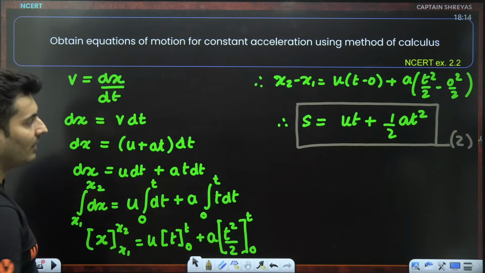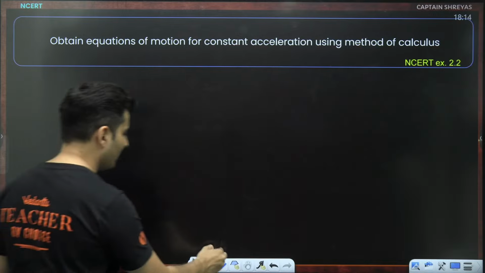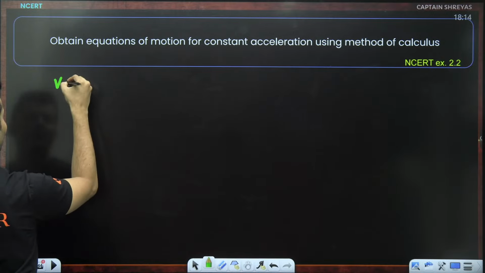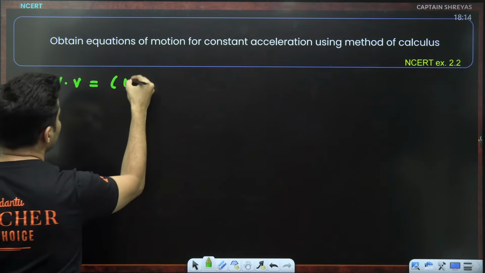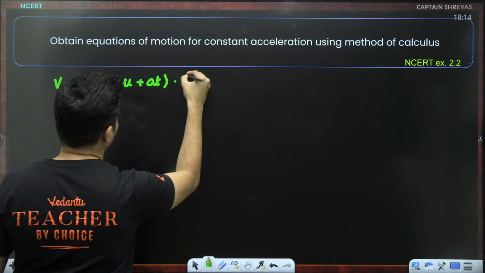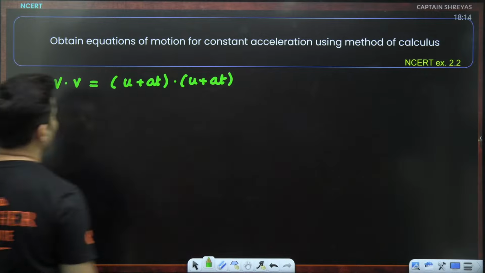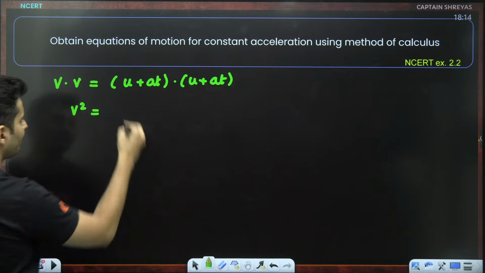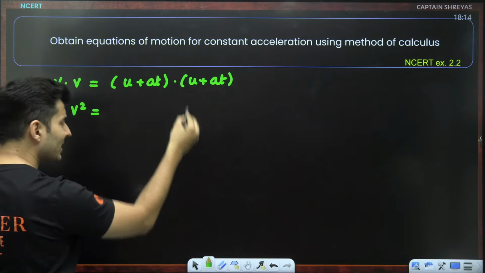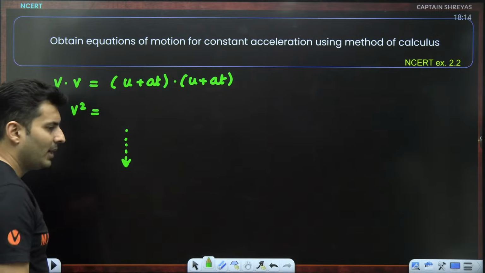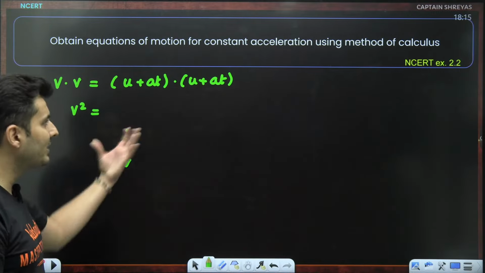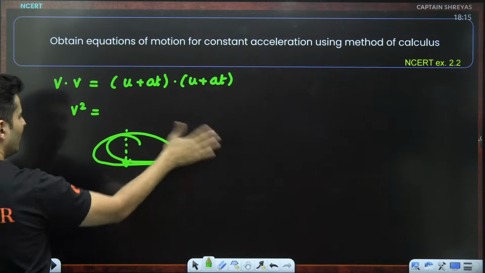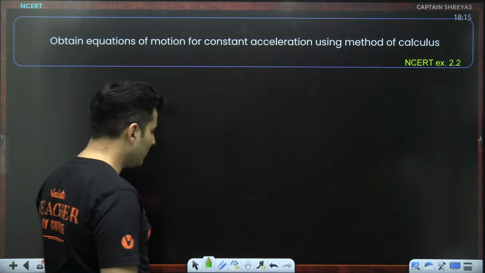After the second equation, we want to go to the third equation. So for that, here is what we'll do. v, multiply it with v only. So v was u plus at, again into u plus at. Now v into v is basically v square. And using this, you can get the answer. But is there another way using calculus? Because they have said calculus, right? So this is your 9th or 10th standard method, which many teachers will teach you. But since it is calculus, I want to do it using the calculus way.